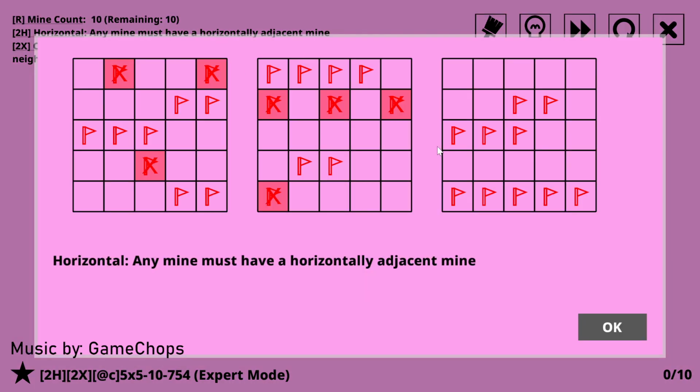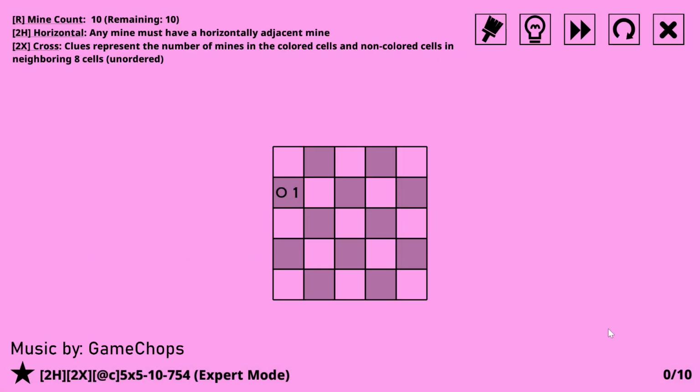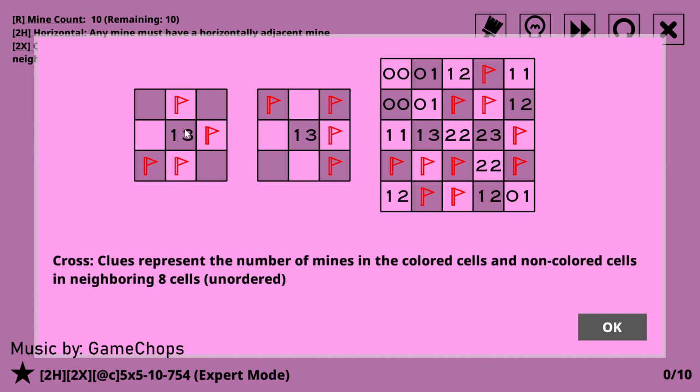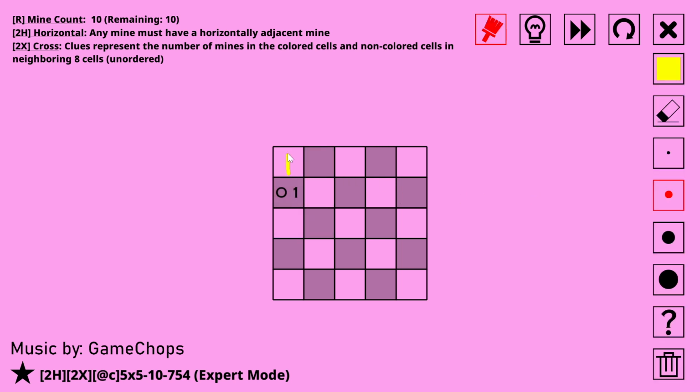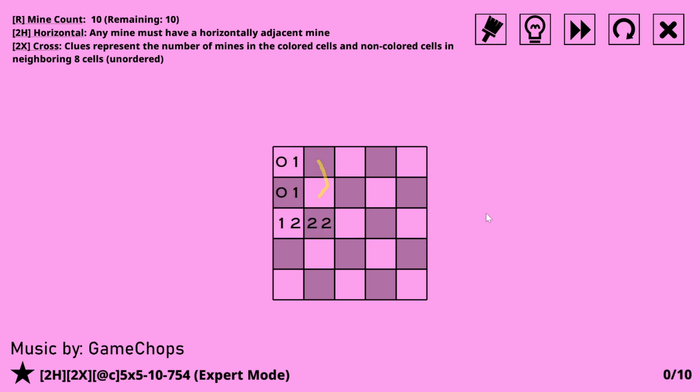So horizontal means any mines must have another mine beside it, horizontally. And cross means numbers represent the number of cells that are adjacent to it and the number of cells diagonally adjacent to it, not necessarily in that order. So let's start with this 0, 1. Well, 0, 1 is basically the same as a 1, and we know a 1 in horizontal means that none of those can be mines. And the reason for that is because a mine here would place no mine there to isolate this mine because of the 1. So there can't be mines here. 0, 1 means one of those are mines, which will fulfill this 0, 1, so there's no mine there.